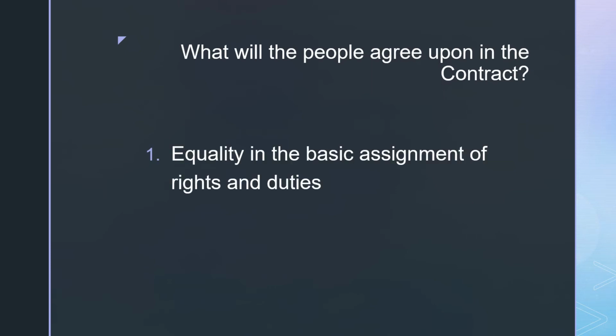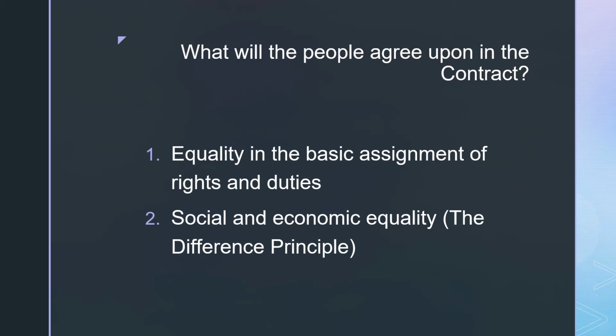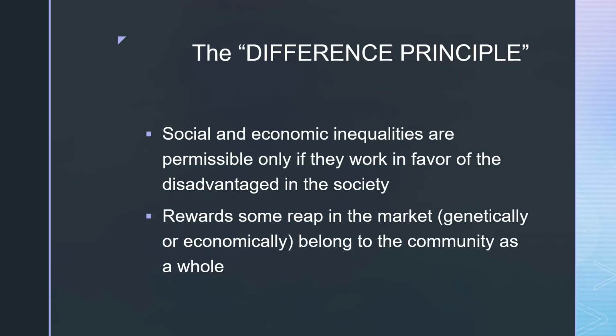According to Rawls, people will agree upon the following in the contract. First, that everybody is equal in terms of the basic assignment of rights and duties. So we will eventually say that everyone should be equal, and that there will be social and economic equality through the difference principle. So what is the difference principle? So the difference principle according to Rawls. Rawls said that since it is not easy to get rid of inequalities in the real world, people will decide that it could be permissible only if they work in favor of the disadvantaged in the society. Meaning, we will allow inequalities as long as they work in favor of the disadvantaged in the society. So how does that work?